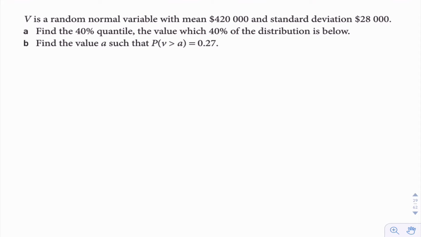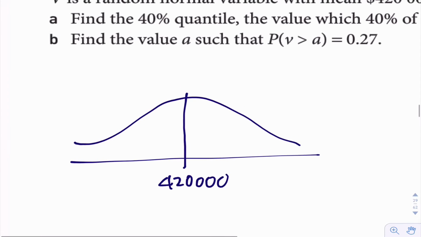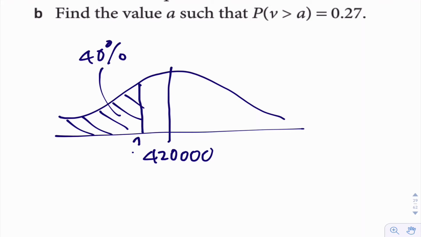Find the 40% quantile. Again, you could probably just do it on your calculator, but I strongly suggest that you write this out. So the mean here is 420,000, and the 40th quantile is this value right here. The percentage down there is 40% of the whole graph. On your calculator you need to know what you're going to write in. So go for it.